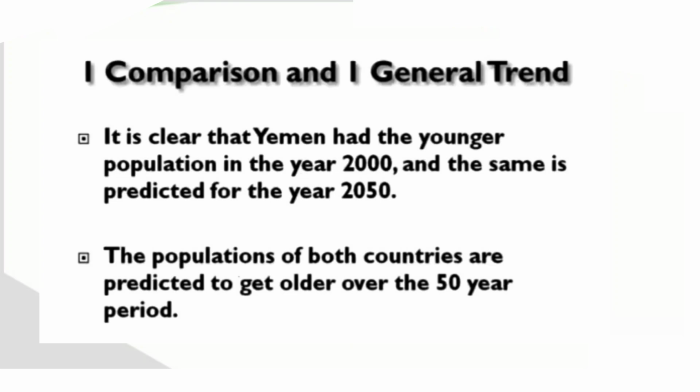It is clear that Yemen had the younger population in the year 2000 and the same is predicted for the year 2050. The population of both countries are predicted to get older over the 50 years period. Let me explain this to you.